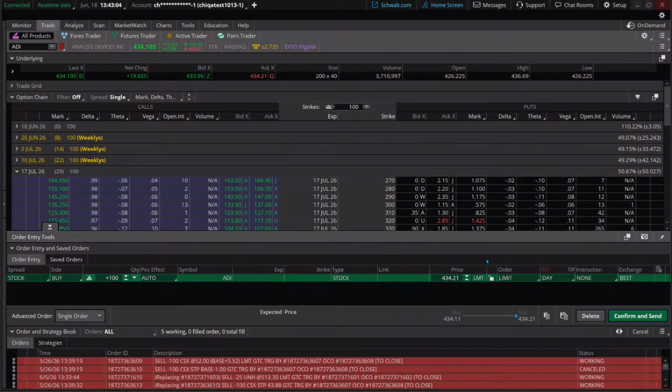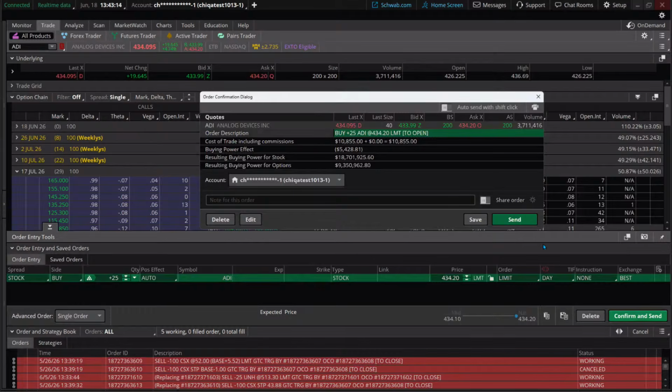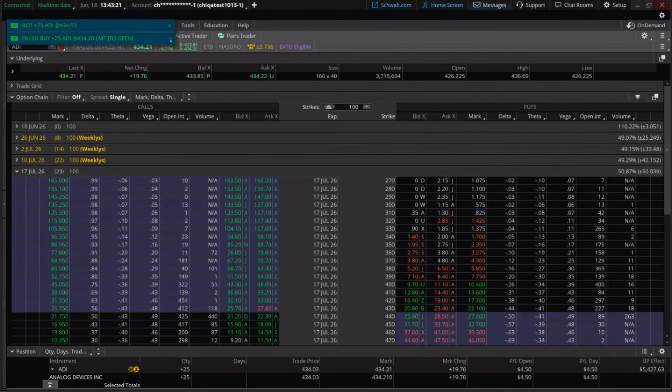I'm just going to click on this. It's a very, very expensive stock. We're going to just do like 25 shares of this. Okay. Confirm, always read the dialog box through here. And you can see that up top and then just confirm it and send it on through.